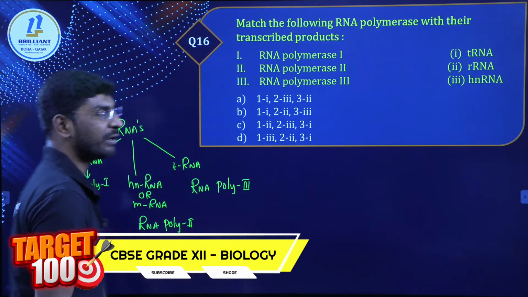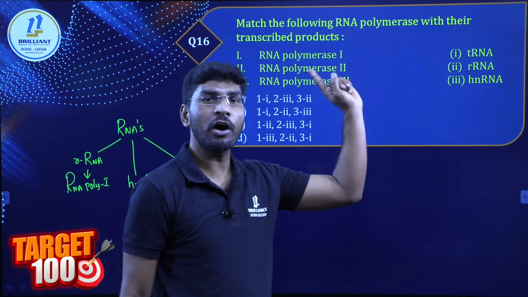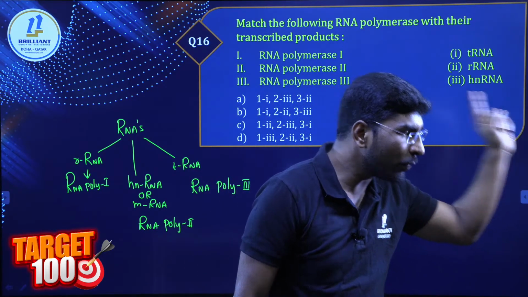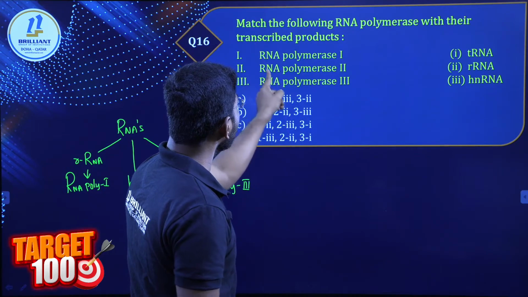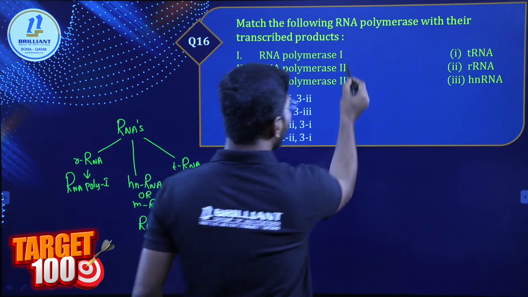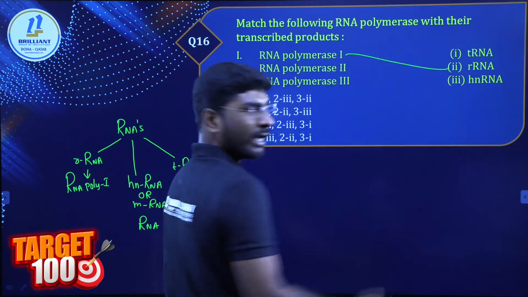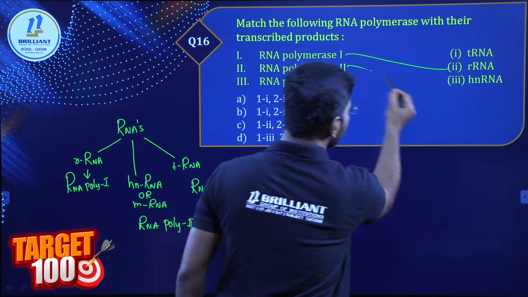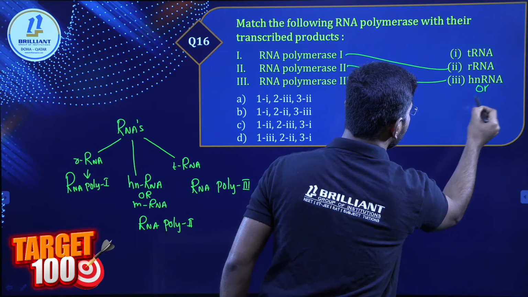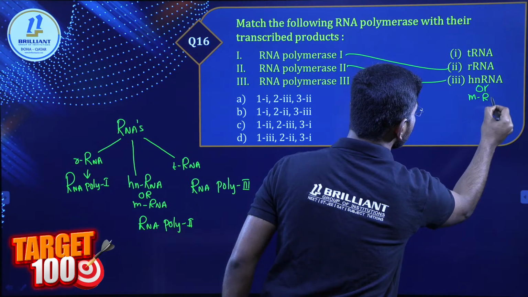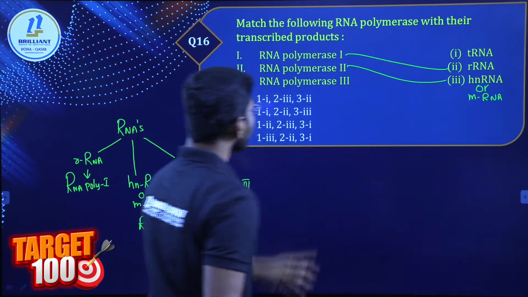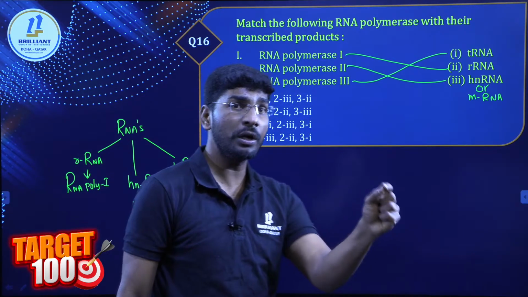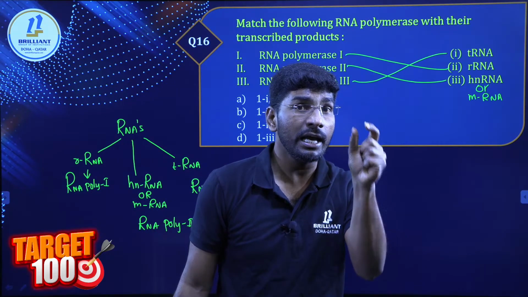Based on this information, find out the right answer. Now I'm cross-checking your chat box. Find out the right answer, students. Right. So first one is Hiba, RNA polymerase 1. RNA polymerase 1, rRNA, ribosomal RNA; RNA polymerase 2, hnRNA, or I can also write here messenger RNA, right? RNA polymerase 3, tRNA.